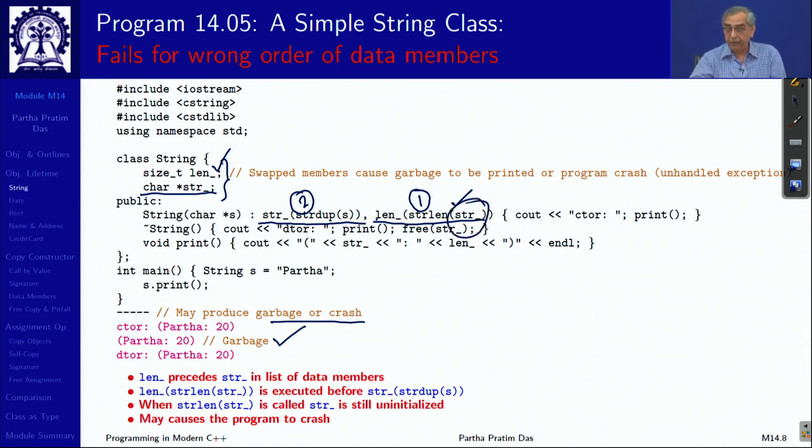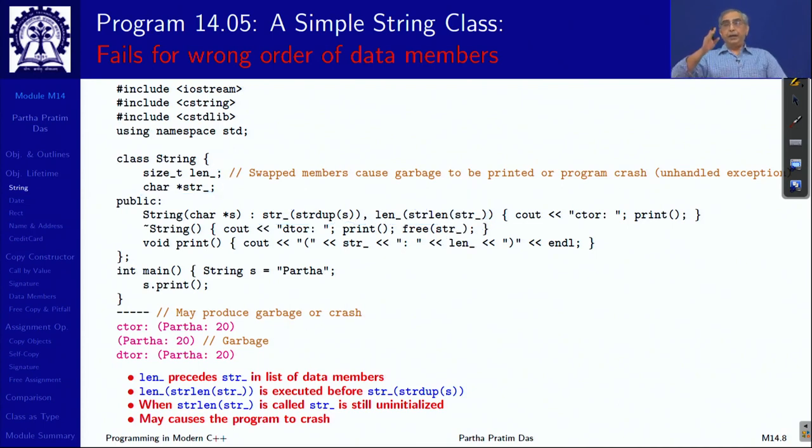So, you will have to be very careful in terms of the order: if there is dependency between the values of one initialized data member to the other, you have to put them in the right order in the listing of the data members. So, that is the reason I am discussing it here. It says that the lifetime of str has to start before the lifetime of len is expected to start, because len depends on the str, right.